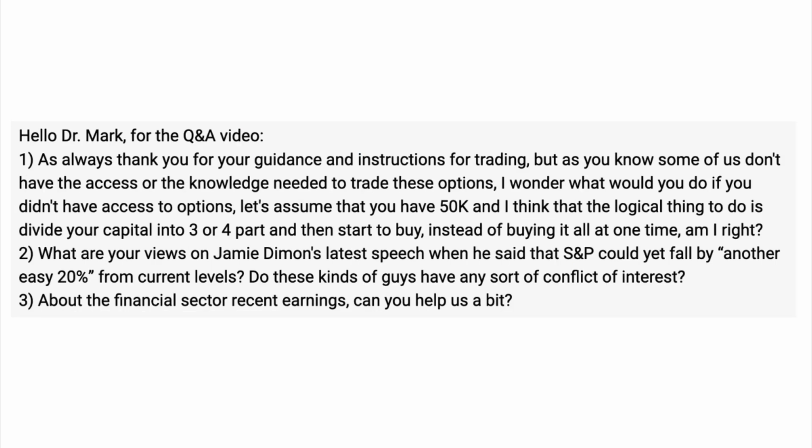Okay, 3 questions here. Let's see. Some of us don't have access or the knowledge needed to trade these options. I was wondering what you would do if you didn't have access to options. Let's assume you have 50K, and I think the logical thing to do is divide your capital into 3 or 4 parts and then start to buy instead of buying it all at one time. Am I right? Well, it depends on what you're buying. It depends on what your time frame is. Depends on your age. Depends on what you hope to accomplish.